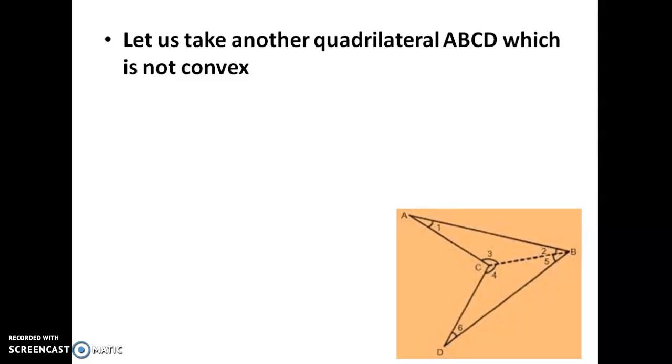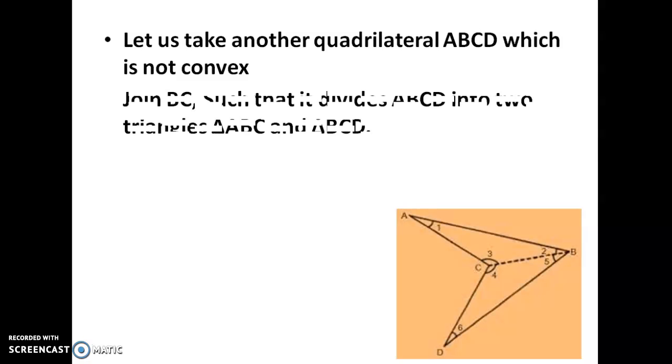Okay, so this is a concave polygon. Okay, this is a quadrilateral. Okay, 1, 2, 3, 4 sides are there, and this is concave because this diagonal will lie outside the figure. Okay, from A to D if you draw one diagonal, it will lie outside the figure. So this is a concave. So let us take another quadrilateral ABCD which is not convex.